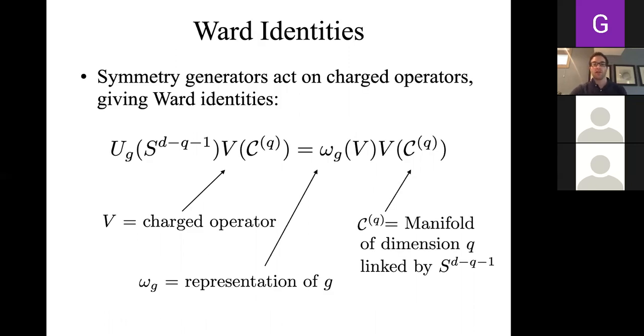Symmetries are associated with Ward identities. And in this language, a Ward identity says that if I consider some charged operator, which carries charge under the global symmetry, and I surround it by some symmetry generator, I can shrink this symmetry generator at the expense of picking up a phase. So this is equal simply to the charged operator I started with times a phase depending on the element of the group G as well as the charge of the operator V.